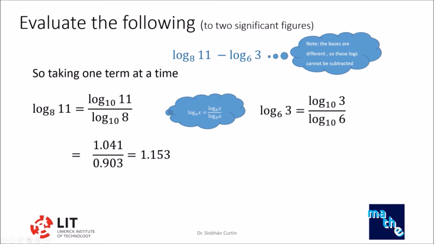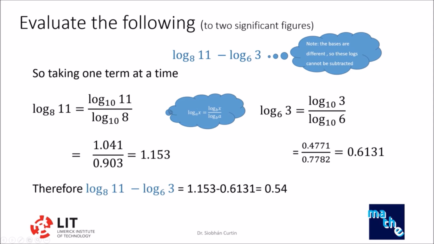Looking at the other term, the log of 3 to the base 6 can be changed into the log of 3 to the base 10 divided by the log of 6 to the base 10. And this gives you 0.4771 divided by the log of 6 to the base 10, which is equal to 0.7782. So your answer is 0.6131.